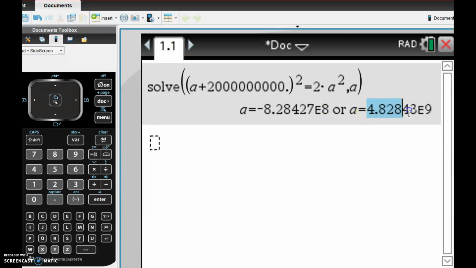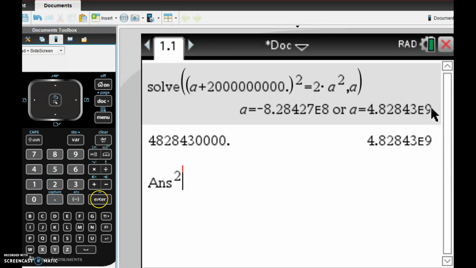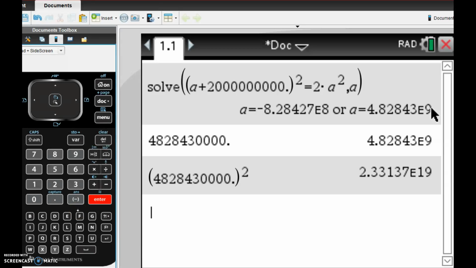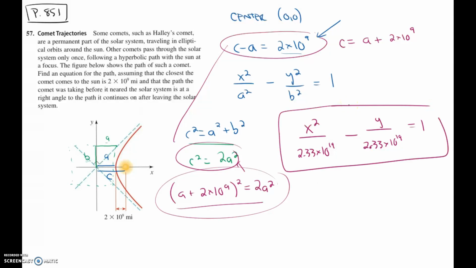So I'm going to take this one. That's my A value. It's also my B value. And then I need to square it to get A squared and B squared, so 2.33 times 10 to the 19th. My final equation is x squared over 2.33 times 10 to the 19th minus y squared over 2.33 times 10 to the 19th equals 1. This is not the type of thing I'd put on the test, but yeah, that's it.